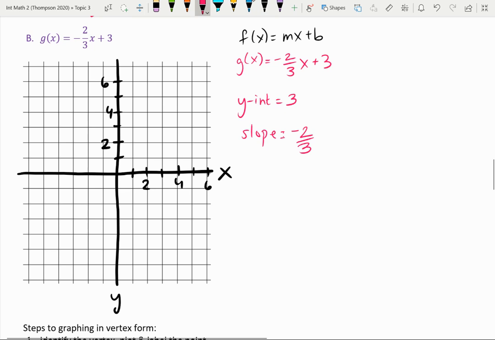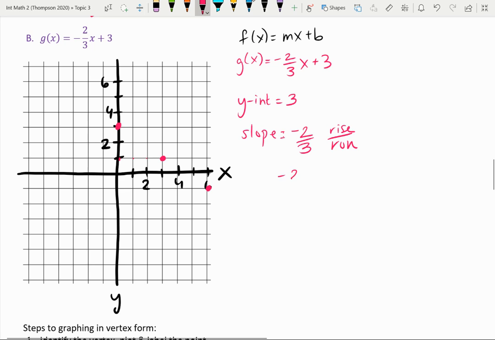So I go to my y-axis, the y-intercept is 3, so I go up to 3. And then I perform my slope. So rise means I go up or down. Negative 2 means I'm going to go down 2, and then I run positive 3. 1, 2, 3. Down 2 over 3.